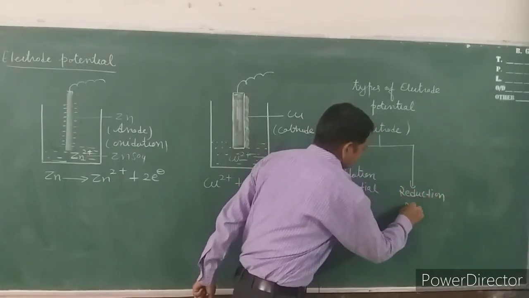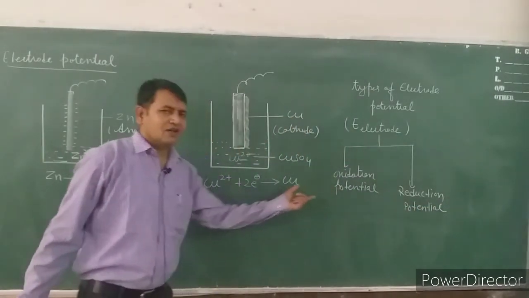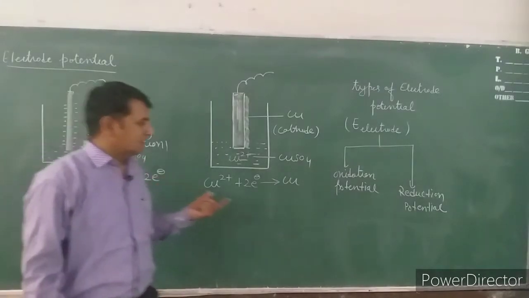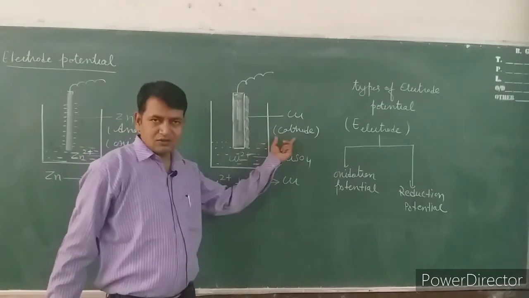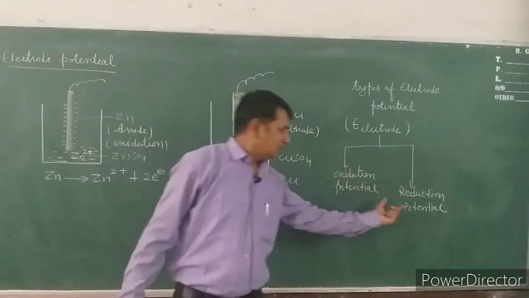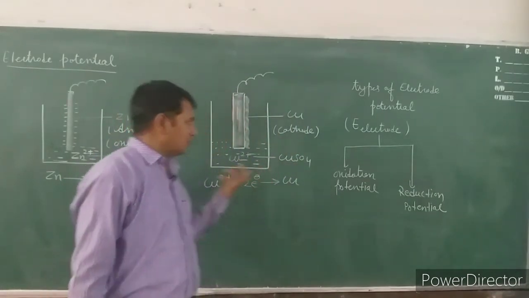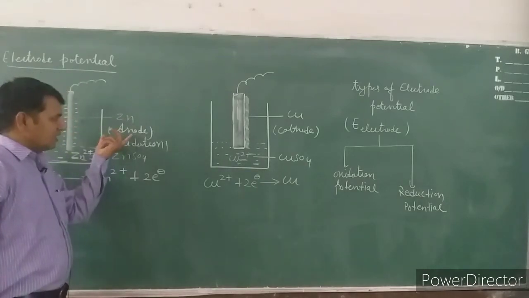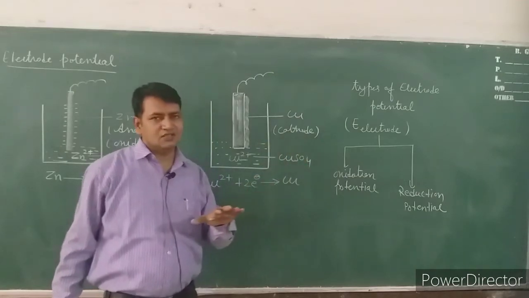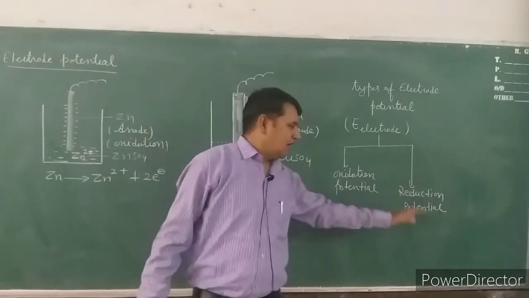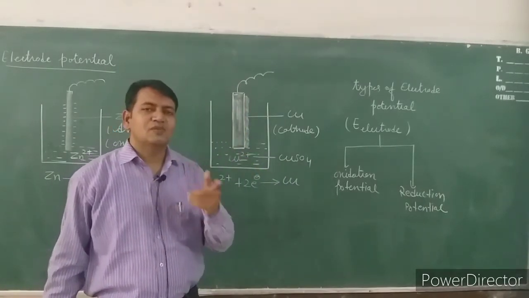We consider oxidation potential when the electrode works as an anode. We consider reduction potential when an electrode behaves like a cathode. For the same electrode, suppose we use zinc as an anode here, and in some cases zinc works as a cathode. In that condition its oxidation potential and reduction potential will be equal in magnitude, but their signs will be changed.